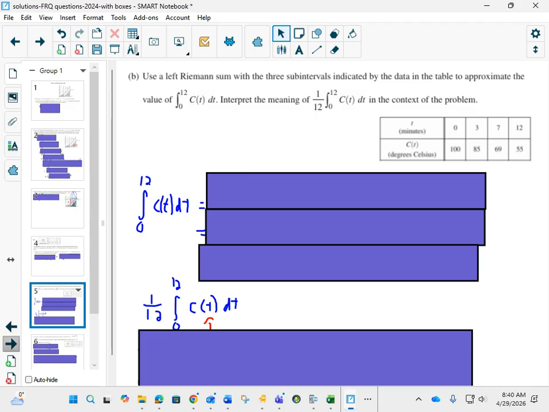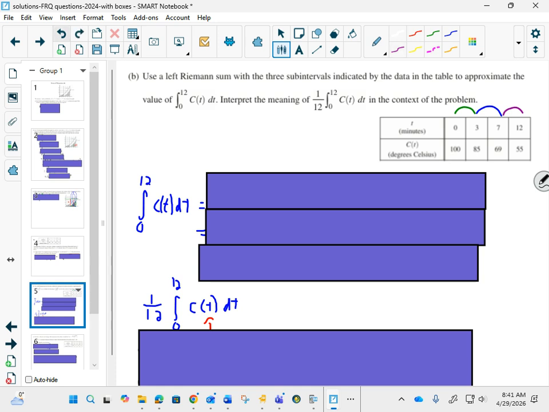Now our Riemann sums: use a left Riemann sum with 3 subintervals. So here is interval 1, here's interval 2, there's our interval 3. We use 3 subintervals to approximate the value of the integral from 0 to 12. So what are we going to do? We're going to make rectangles. The green rectangle would have a width of 3, the blue rectangle a width of 4, and the purple rectangle a width of 5.